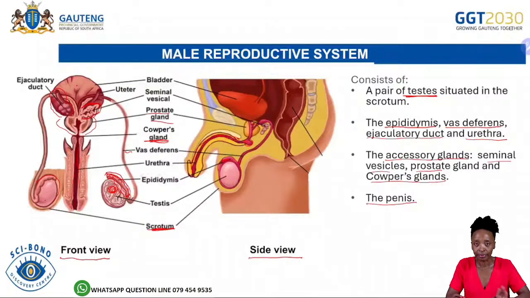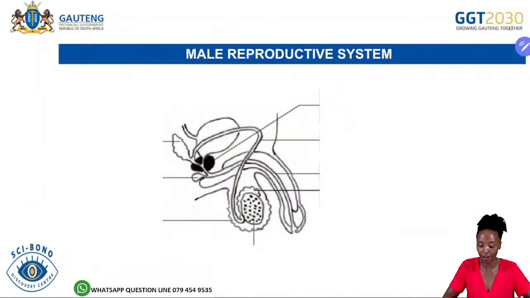So this is what you need to know. You should be able to label these two diagrams. Like I said, you should be able to identify the different parts, whether you are given the front view or the side view. So now let's look into each part and its function.